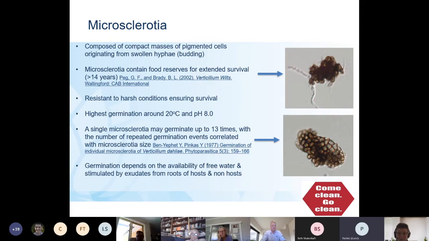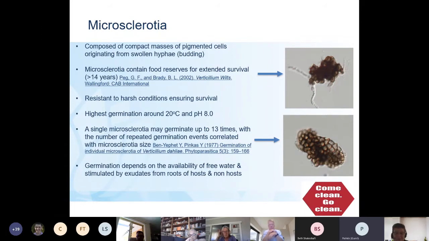And I would also like to stress the point that these can survive in the soils for more than 14 years without a host. They're very, very resistant to harsh conditions, which of course adds to their survival. The highest germination is between around 20 degrees Celsius and a pH of 8.